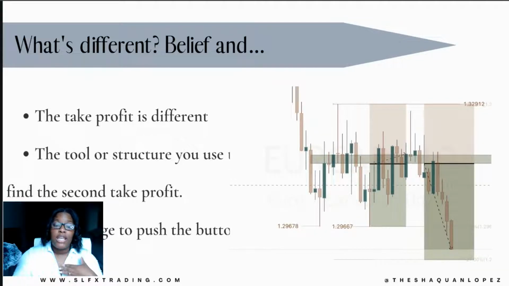So you may use a different structure here. You may use support and resistance. You may be a trend line person. You may be an indicator person. So this is going to fit you uniquely. But here's the thing that won't. You have to, and well, actually it will. You have to have the courage to push the button, y'all, for that second position.